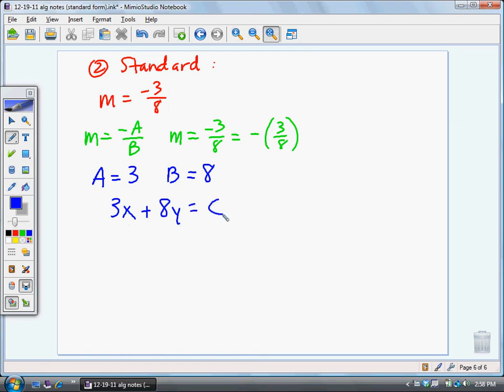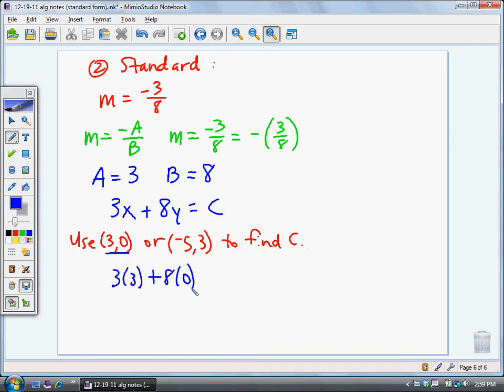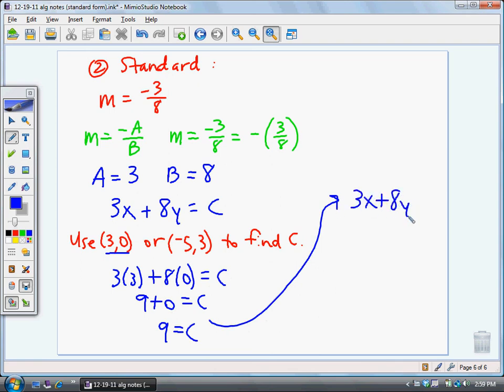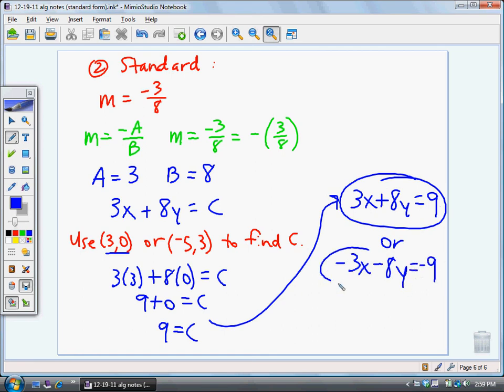And then I will use one of my ordered pairs. The other ordered pair was negative 5, 3. I'm going to use this one, right, because of the 0. 3 times 3 plus 8 times 0 equals c. 9 plus 0 equals c. 9 is c. And you just write your answer. My answer would be 3x plus 8y equals 9. And if I multiply everything by negative 1, I get that other answer that I had on the other page: negative 3x minus 8y equals negative 9.